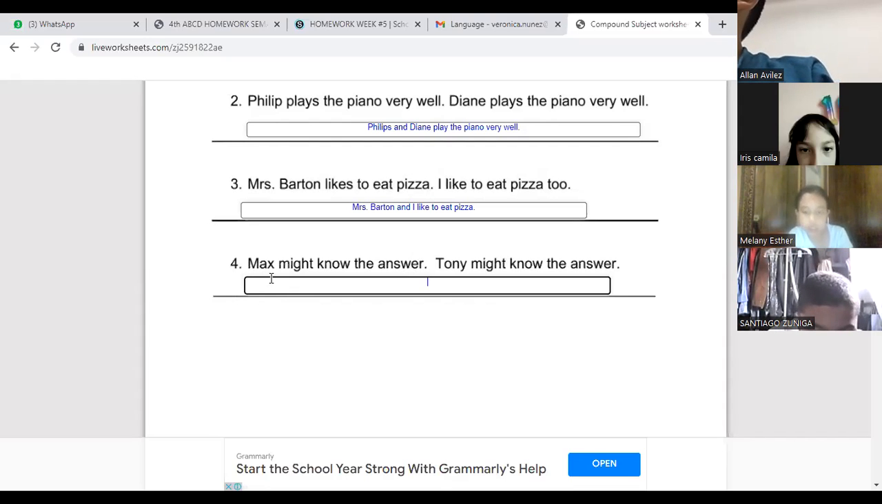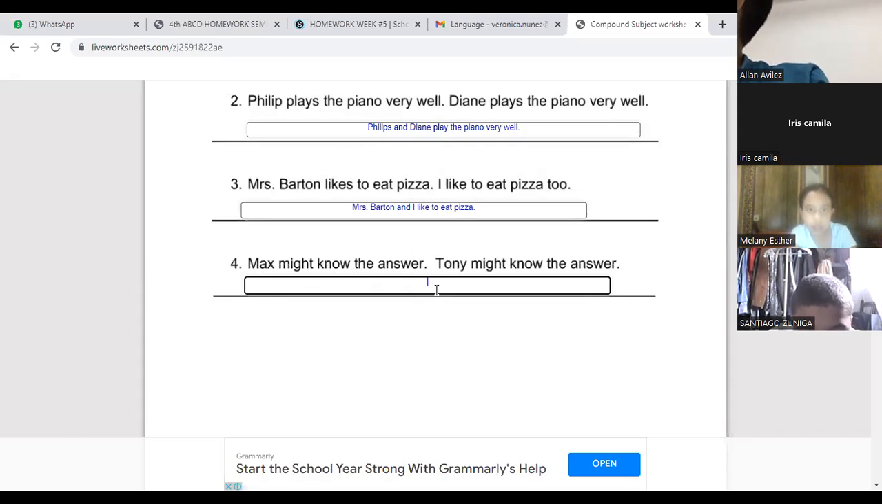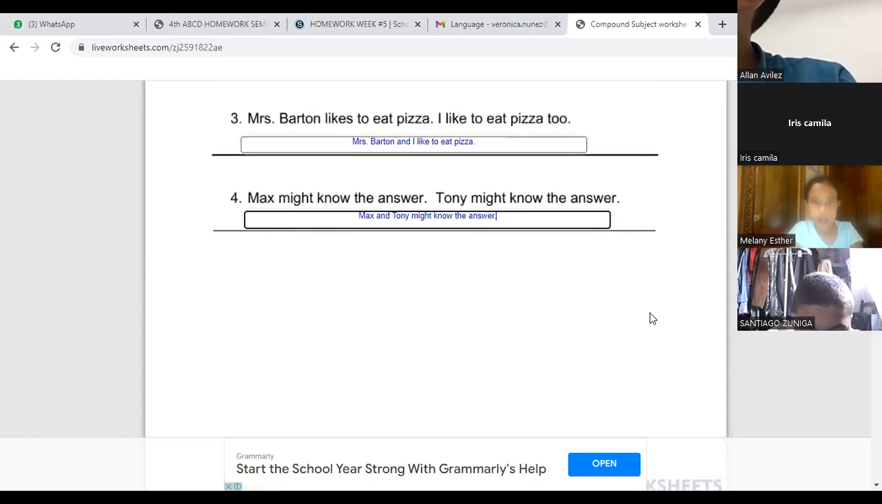The last one, Max might know the answer. Tony might know the answer. Max and Tony might know the answer. Exactly. Here. I think this is the last one. Yes. Four sentences.